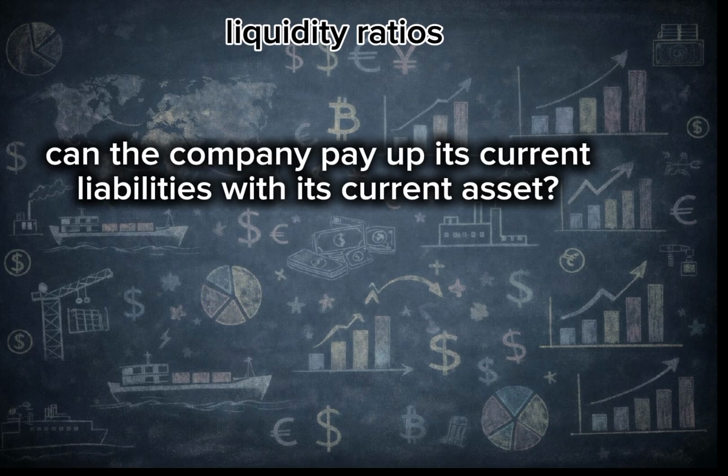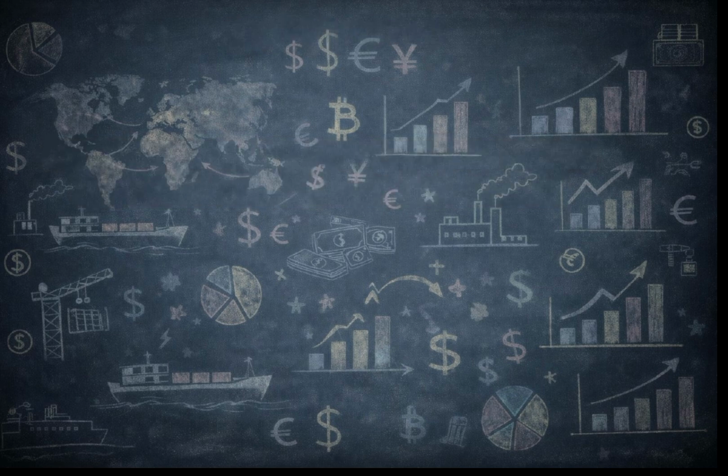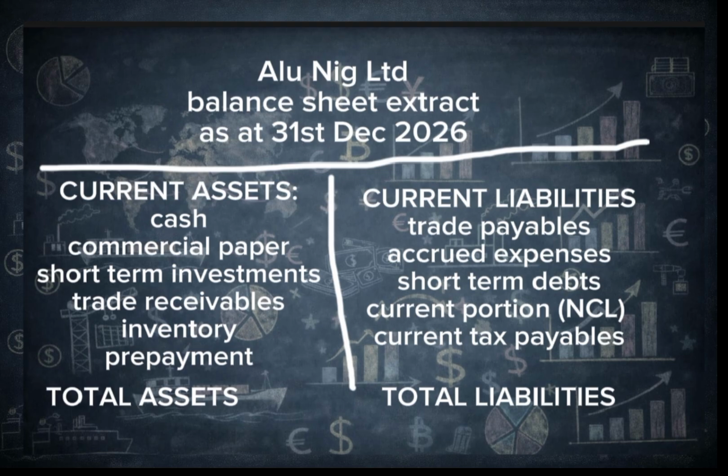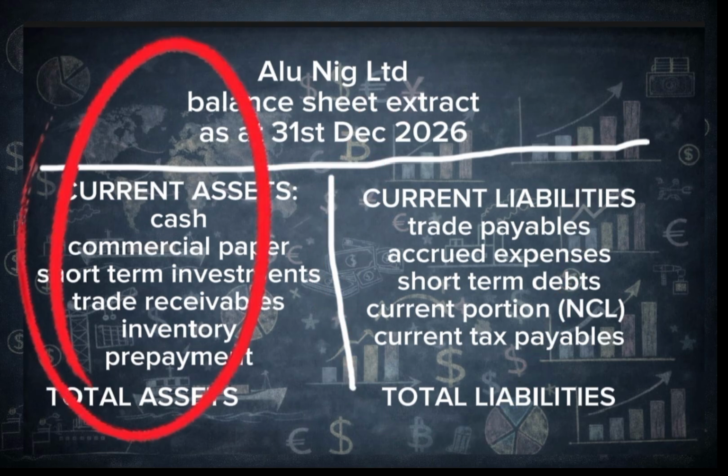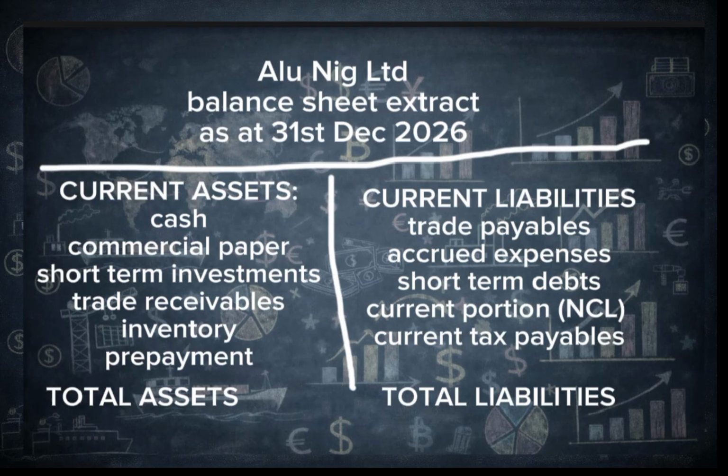The information you need to assess liquidity ratios can be gotten from the balance sheet. That is, from the current liabilities section and from the current assets section. Why do I say so? Because we need current assets to service our current liabilities. Because it is from the current assets you can get money quickly to service current liabilities.